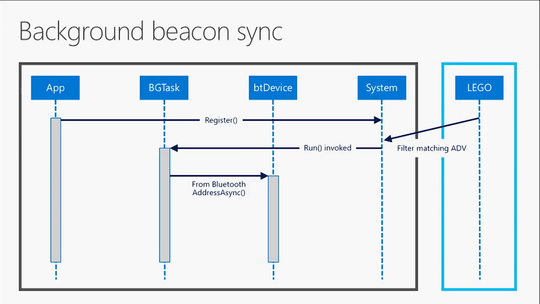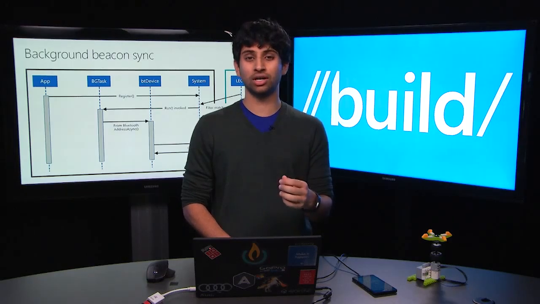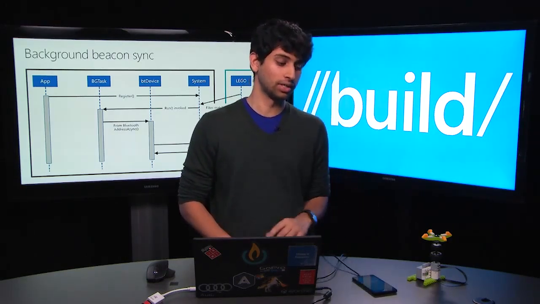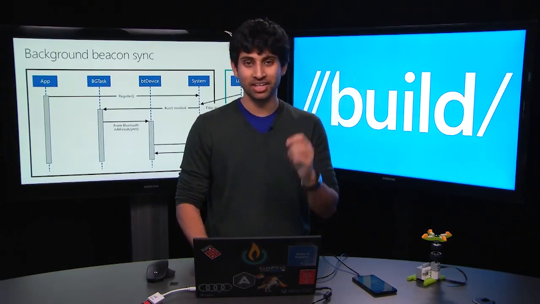Once your background task is invoked, you can get the Bluetooth device from the address that is being beaconed. This doesn't work for all devices. It really only works for devices that don't implement LE privacy, don't randomize their address. But the Lego, being a toy, advertises its Bluetooth address in the clear. So we capture that, create the Bluetooth device, and once you have a Bluetooth device in your background task, you can start GATT communication over LE. All right, so those are the components. Let's see it in action.